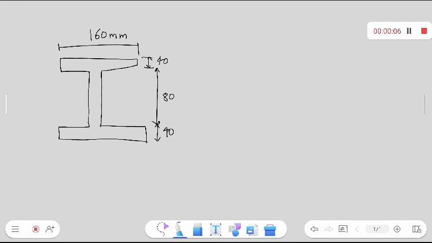Today we solve the example on centroid. The question is: determine the centroid for the I section and its moment of inertia about the x-axis. Now here all the dimensions are given.